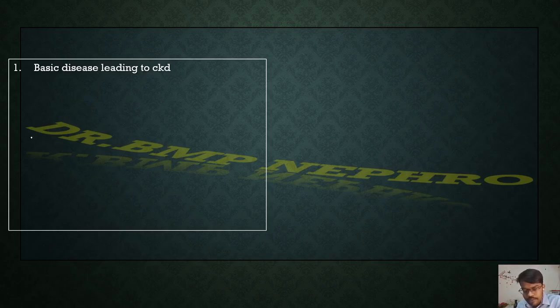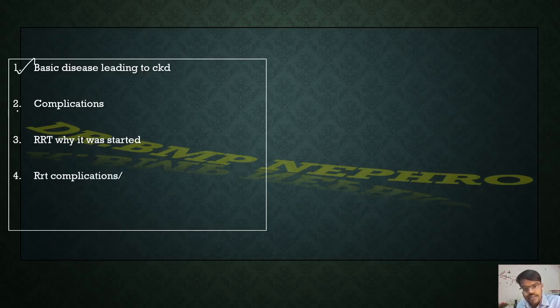At the end of part B, what are the things that should be clear? We should know what is the basic disease which led to the CKD, what are the complications of CKD, whether the patient is having them or not, RRT, why it was started, what are the complications of RRT, and why the patient opted for this transplant. These are all the basic details the patient should have.